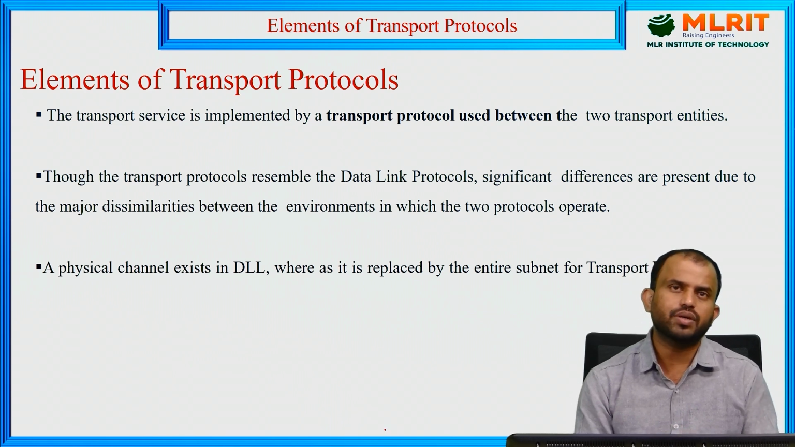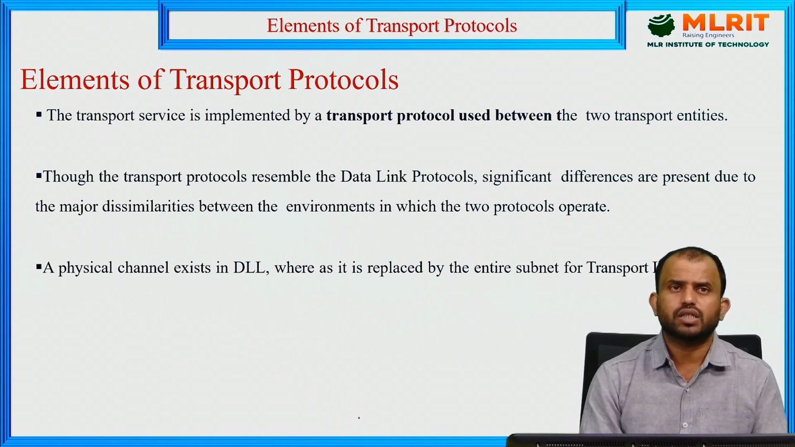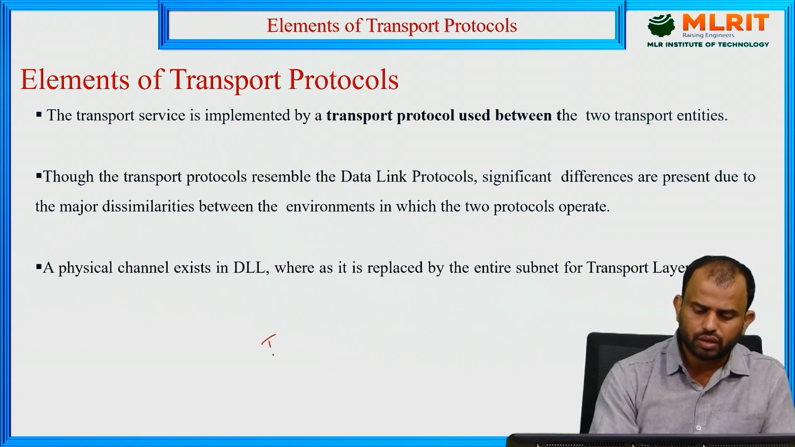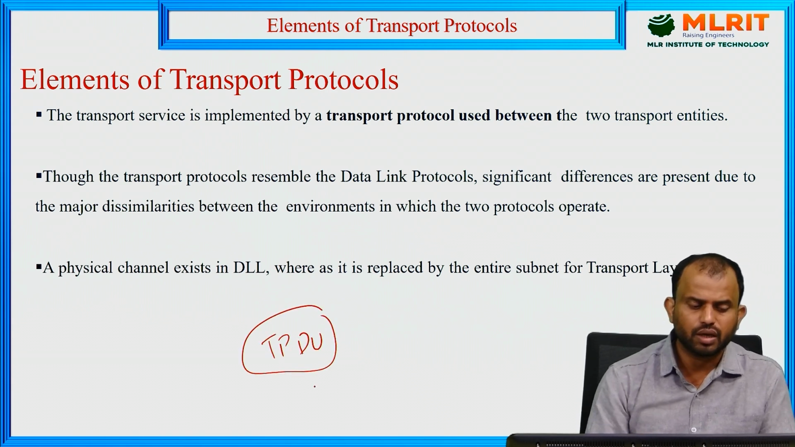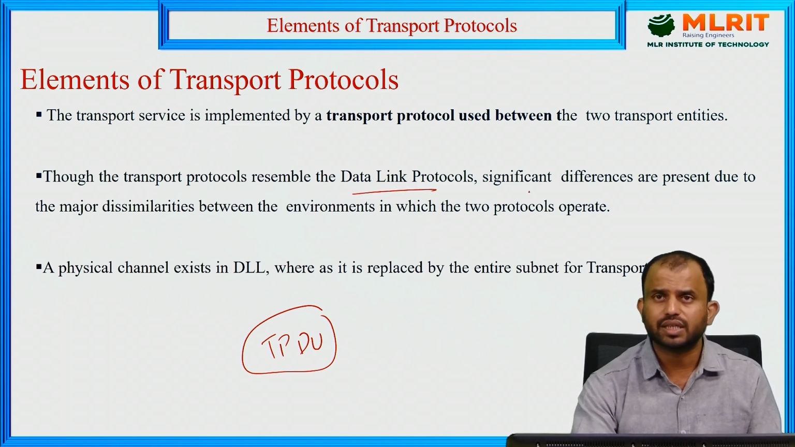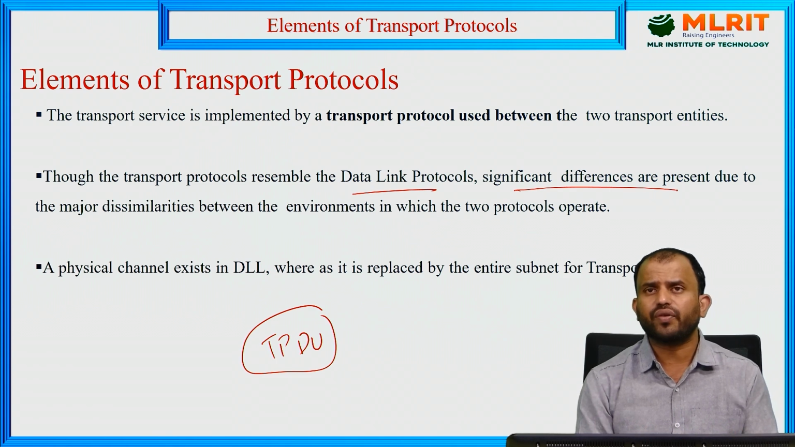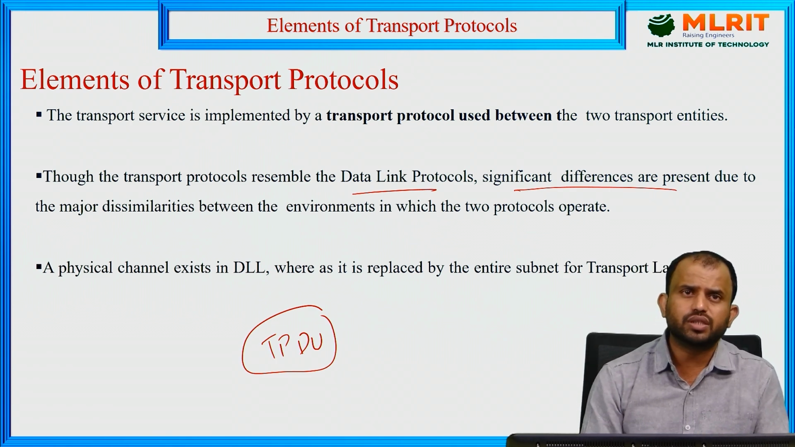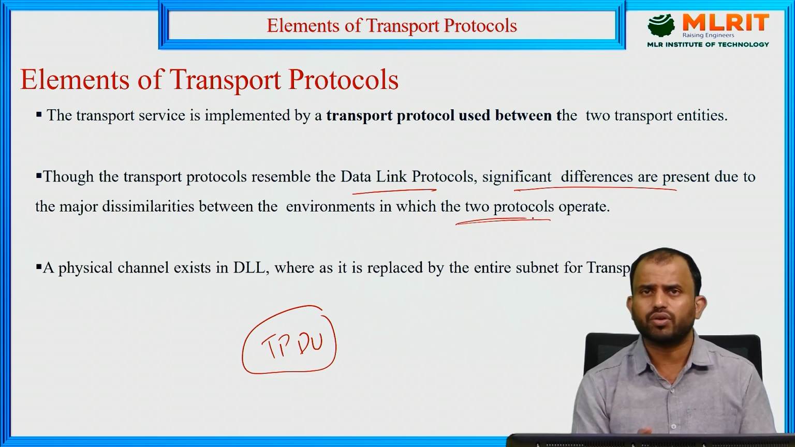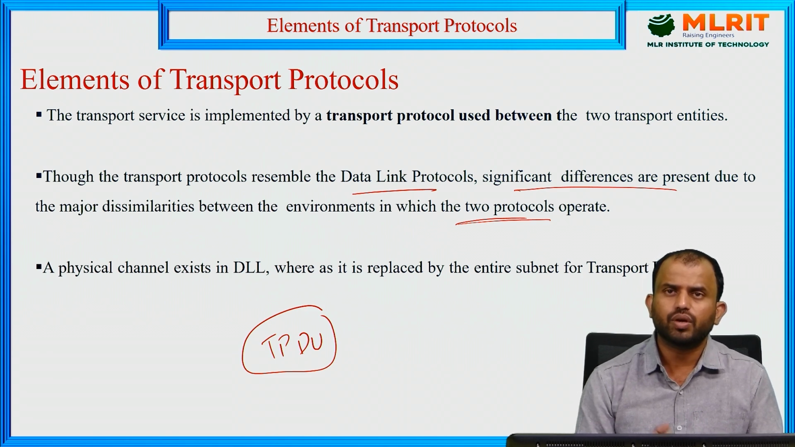But what are the elements of the protocols we are using? What are the elements of a transport protocol? The transport service is implemented in the transport protocol, where data is transmitted between two transport entities only, which we call the transport protocol data unit. This protocol resembles the data link protocol, but there are significant differences due to the major dissimilarities between the environments in which the two protocols operate. When the environment changes from service to service, we need to implement different kinds of protocols.